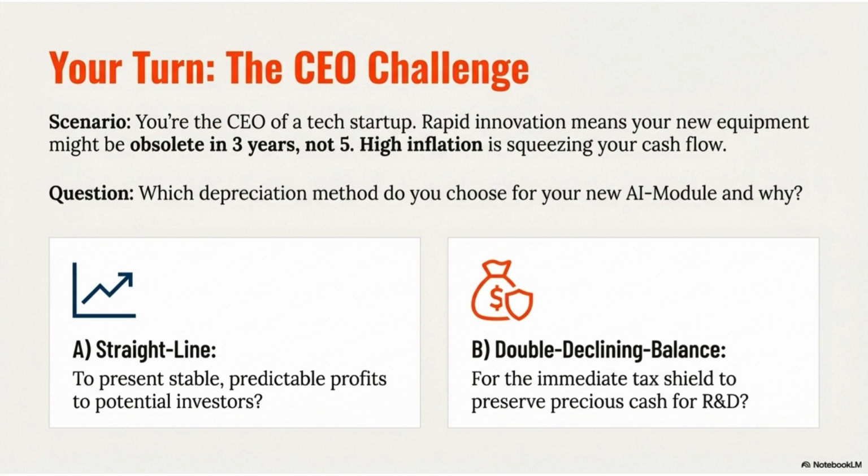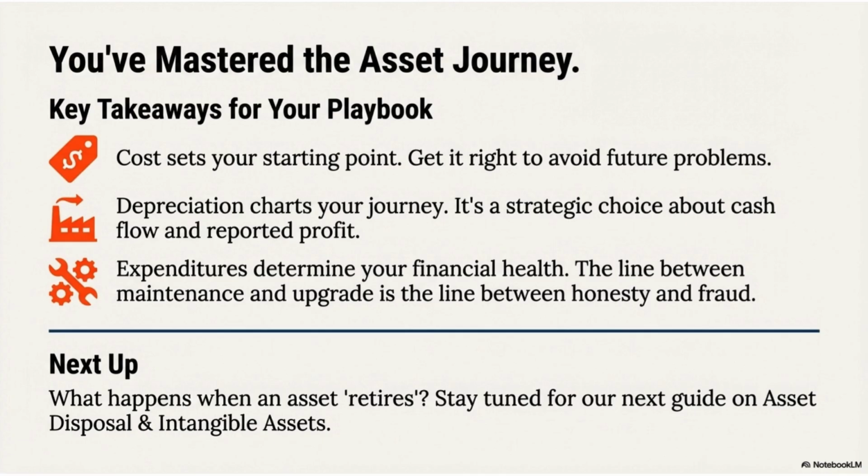Do you go with straight line to present stable, predictable profits to your investors and keep your asset values high on paper? Or do you choose double declining balance, which creates that huge immediate tax shield in year one, preserving that critical cash flow to fund R&D and just navigate the crazy pace of technological change? It's a strategic choice, and it really defines your priorities as a manager.